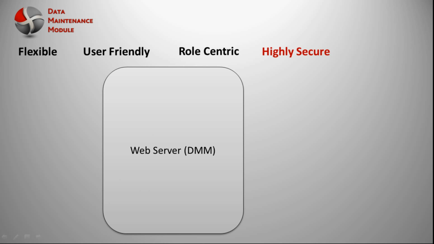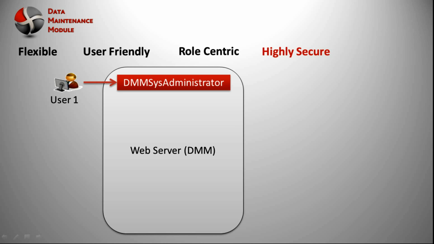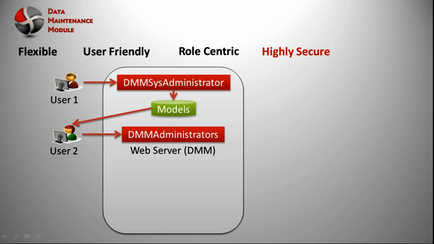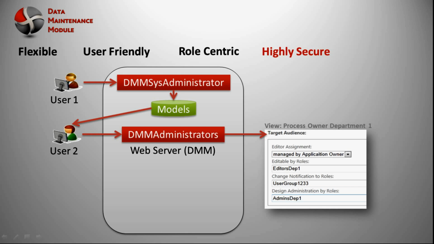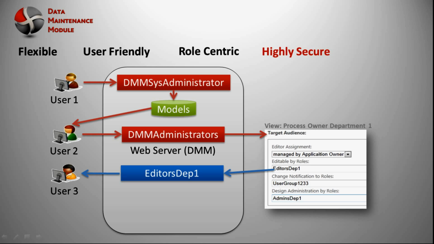So what does the structure of the data maintenance module look like? First of all, you have a web server and you have users. The users are assigned to the power level, in this case the DMM sysadministrator. This sysadministrator is opening up models for DMM and therefore assigning other users to be able to work with these models. This user, too, in this case, is a DMM administrator and is now capable of creating views and assigning other people or other groups to certain roles. In my case, for example, the editor is an editor department 1 where user 3 is assigned.